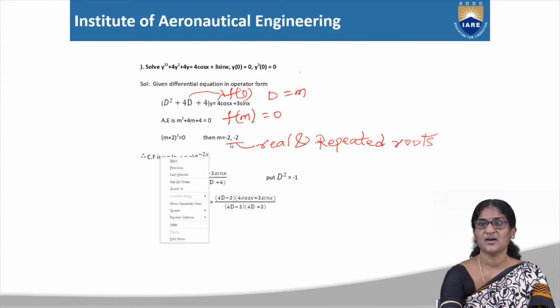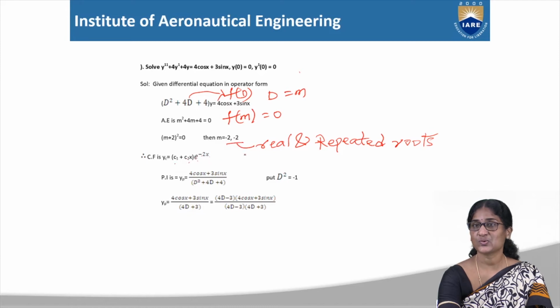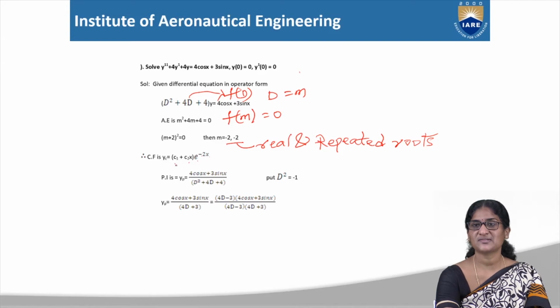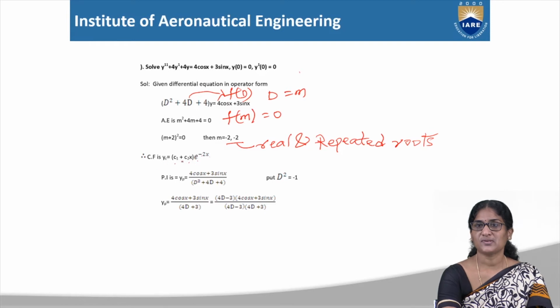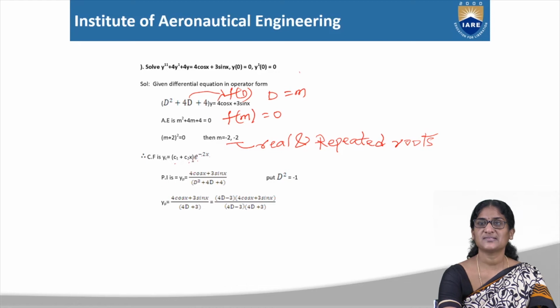Suppose if you have one more minus 2 here, then it is (c1 plus c2 x plus c3 x square) e power minus 2x. These are all things we have discussed in the previous sections. You can see them in the previous sections if you have any doubts. That is the method of finding the complementary function. So yc is equal to (c1 plus c2 x) e power minus 2x. Now put it as number 1.